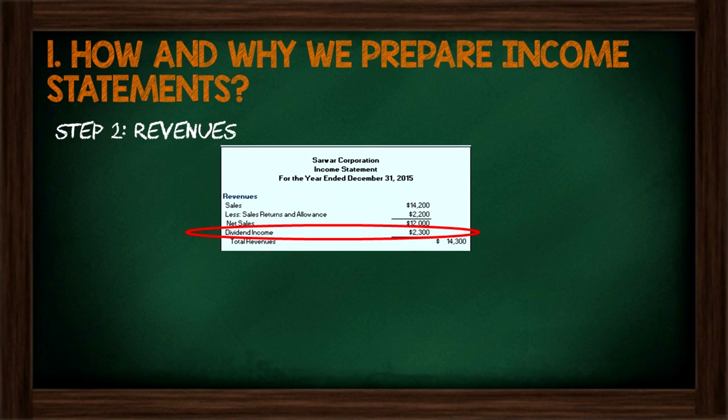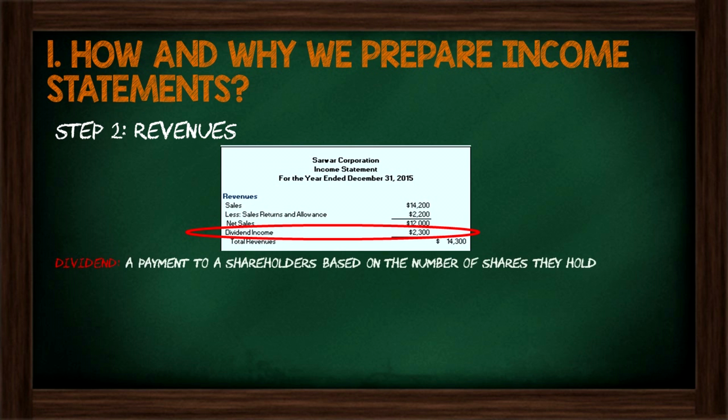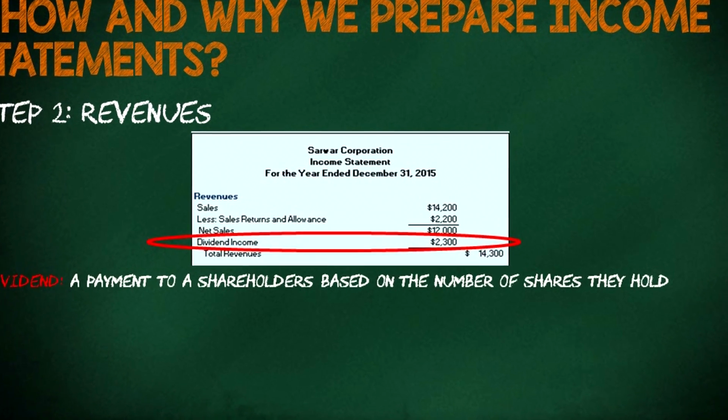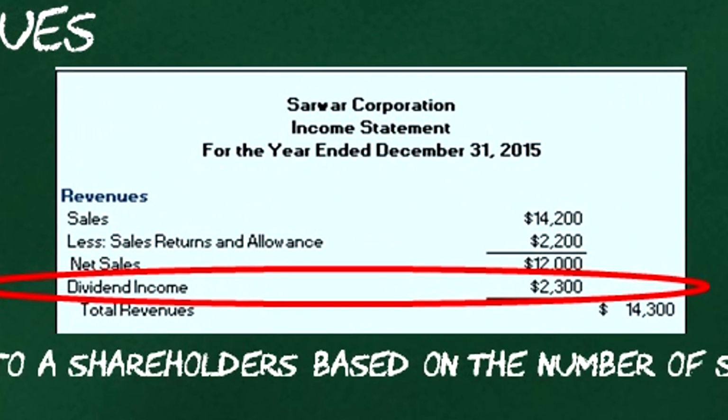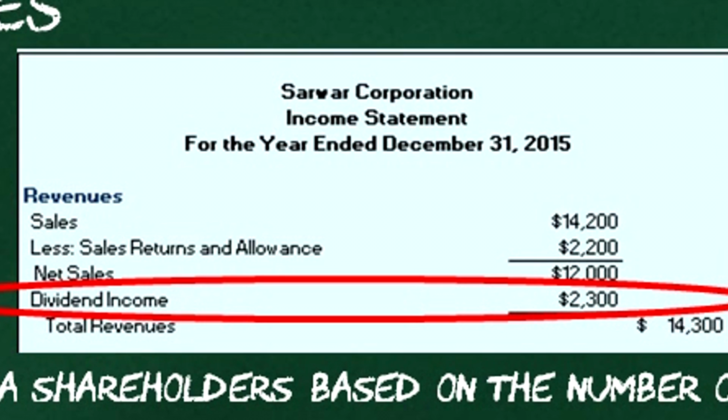So a dividend is basically a payment that a company will make to their shareholders, for holding their shares. It's almost like an incentive. So now let's take a look at how this dividend income of $2,300 that is reported on our income statement was actually calculated. Just so that you guys can get a real life example of how dividend income is calculated and then reported onto the income statement.